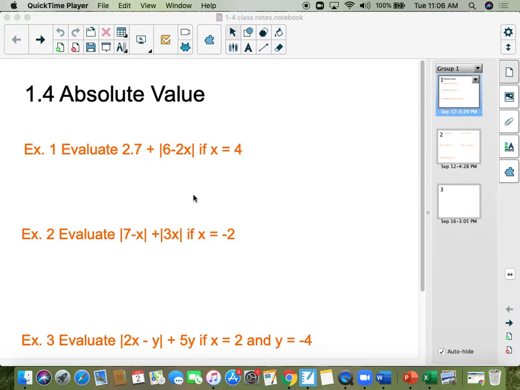2.4, the rest of this chapter, we're going to get into some more absolute values, but for this part, it's not going to be too difficult. There's only two parts, really only two templates we have to do for today.